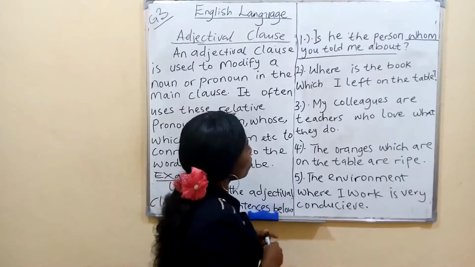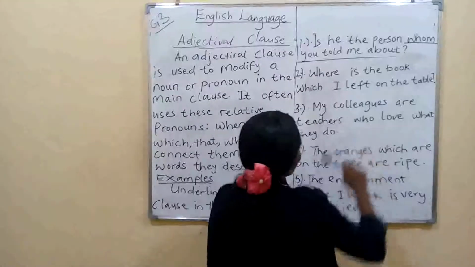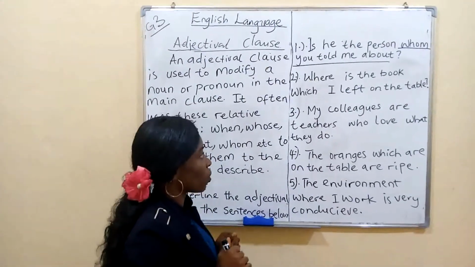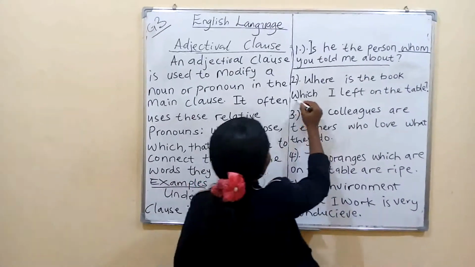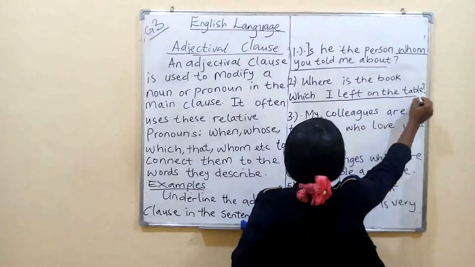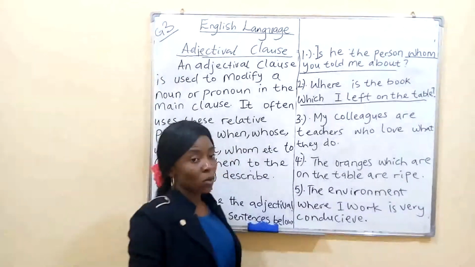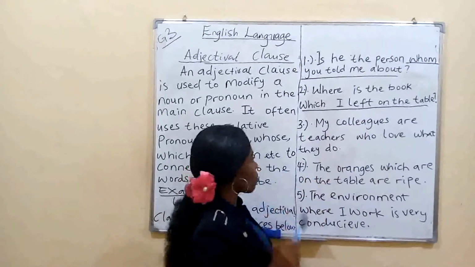Now, number 2. Where is the book which I left on the table? What book? The one I left on the table. Which I left on the table. So we say which I left on the table. Where is the book? What book are you talking about? The one which I left on the table.